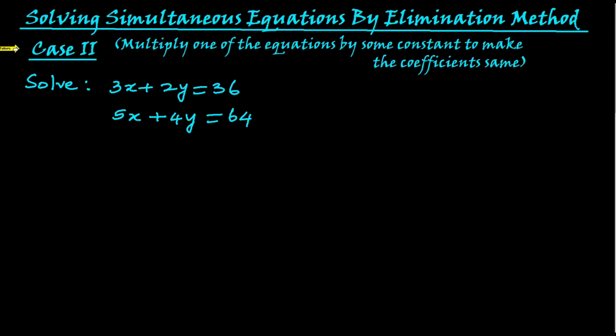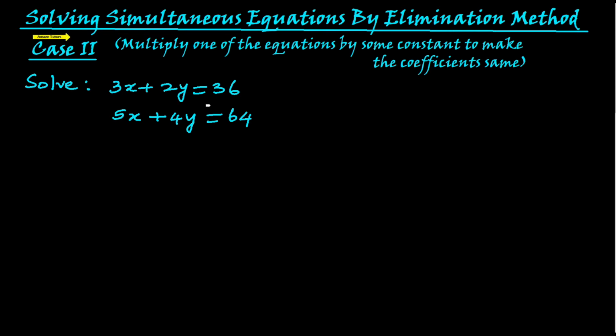In our last video, we started solving simultaneous equations, which is also called a system of linear equations, using the elimination method. We did case 1. Today we are going to see case 2. In case 1, one of the coefficients, it can be either the x or y coefficients, were the same and we were able to eliminate directly, which was the direct question and was easy.